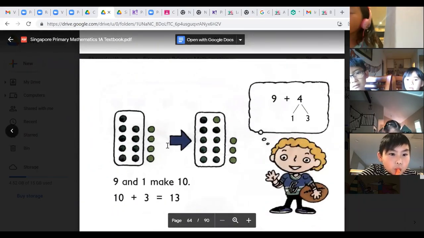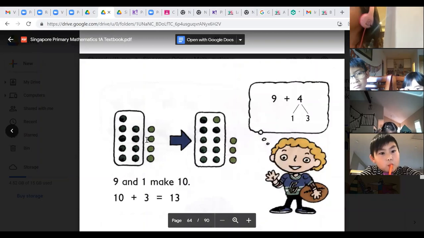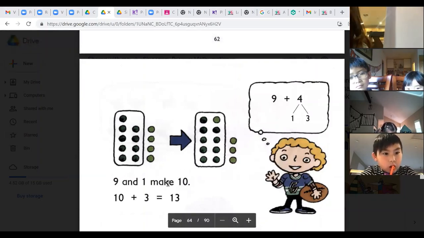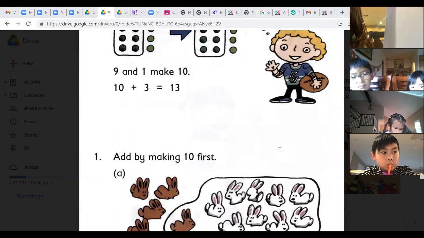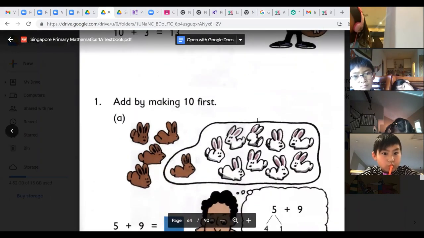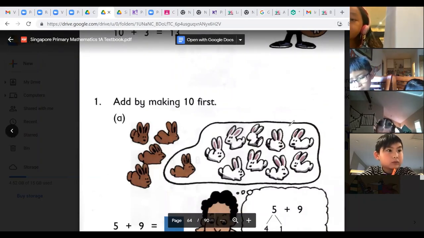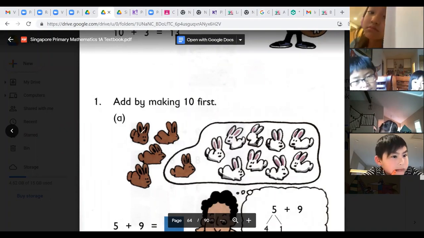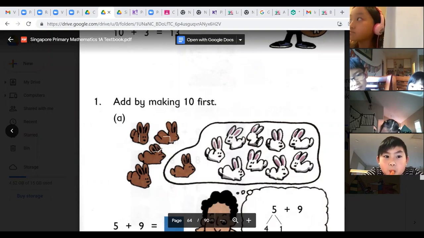Okay. So just like how 9 and 1 make 10, well, 10 and 3 make 13. Okay. So when we know the answer is going to be more than 10, we can always try and make 10 first. Okay, so in this example, it's kind of the same thing. We have all of these rabbits or bunnies, and we would make 10 first, okay? So this is the group of 10 right here. And then we would just count the rest, which is 1, 2, 3, and finally 4. So we have 10 and 4, so we know the answer is 14.